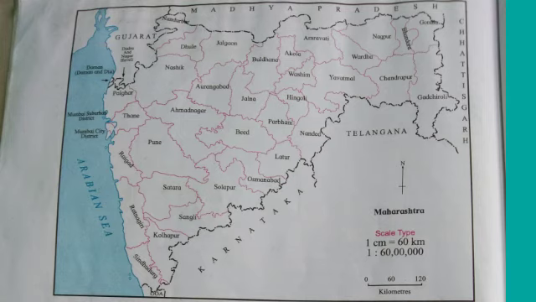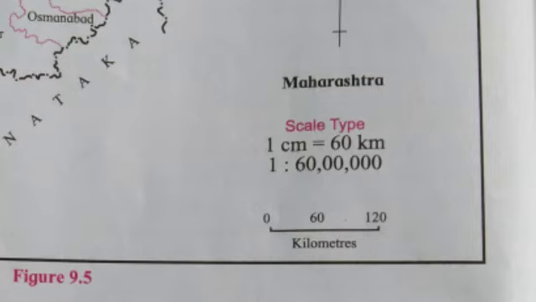Dear students, come to the page number 62. Observe the figure 9.5, map of Maharashtra. In this map, three types of scales are given. First type of scale is verbal scale. Words are used here to express scale. It shows 1 centimeter is equal to 60 km. Second type of scale is numerical scale. It shows a ratio as 1:60 lakh centimeters. And third type of scale is linear or graphical scale as 0, 60, 120 kilometers.